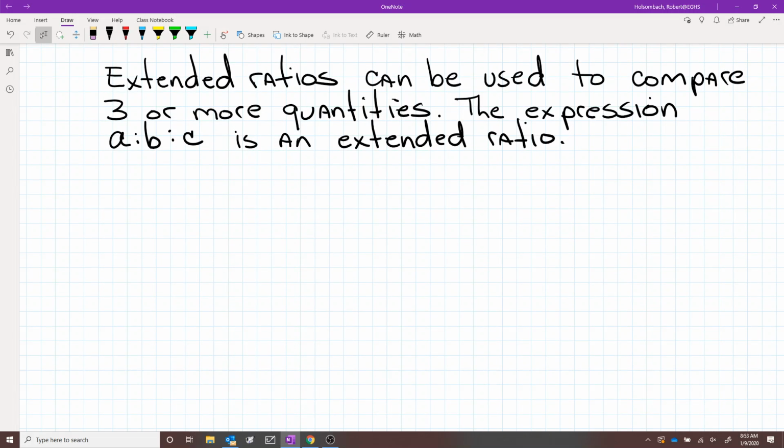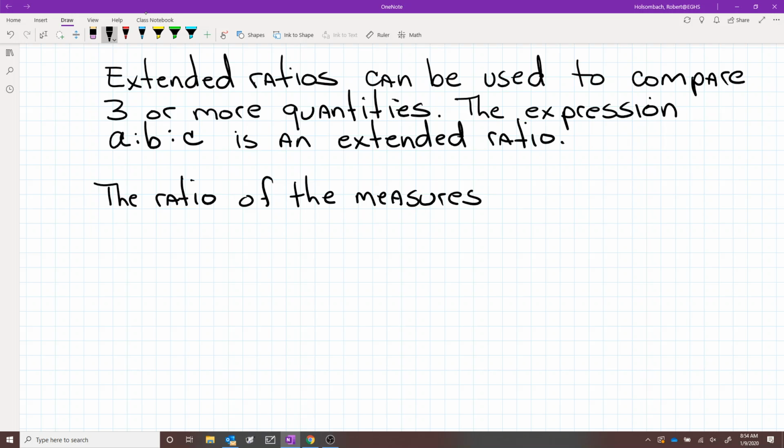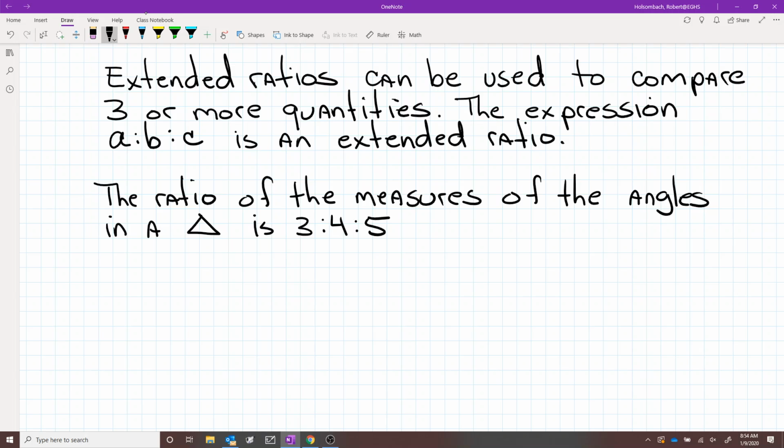The ratio of the measures of the angles in a triangle is 3 to 4 to 5. Find the measures of the angles. If you're told that the ratio of the measures of the angles of a triangle is 3 to 4 to 5, find the measures.